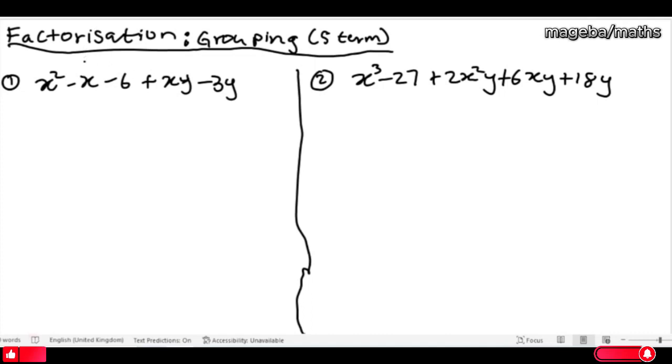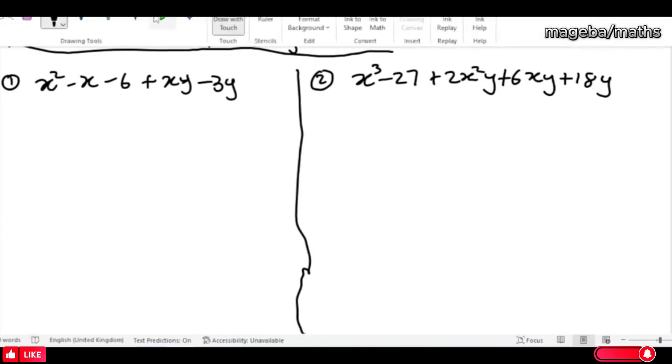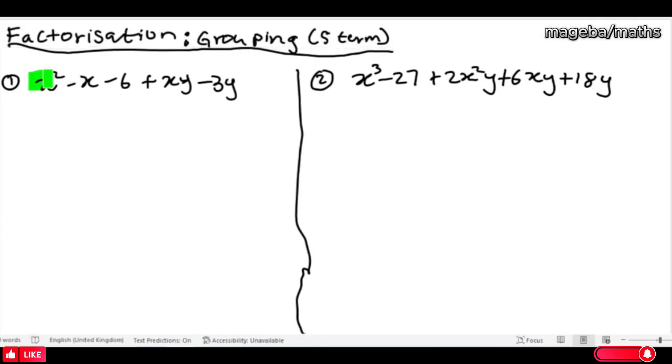Now, grouping this one, somewhere there is a factorization that you need to do, where it is probably a trinomial, or where you need to take a common factor, or a difference of two squares. At some point something like that has to happen. Now the first one here, if I group this, x squared minus x minus 6, this is a trinomial.